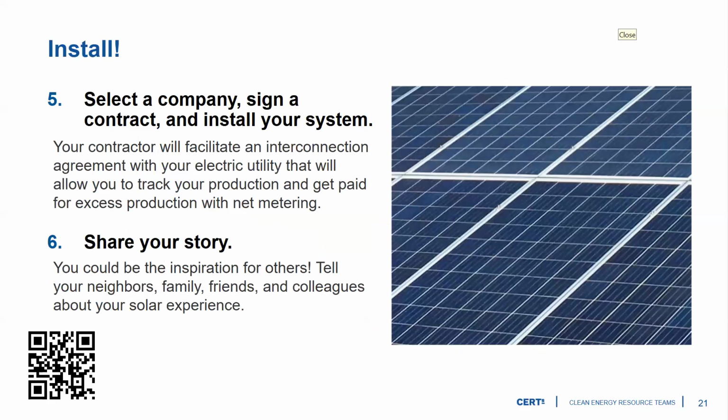Once you've selected your company, you'll sign a contract and install your system. Your contractor should facilitate an interconnection agreement with your electric utility. And once the system is installed, your utility will come out, do a test to make sure that it does in fact shut down if the grid has an outage, so that their workers will be safe. And once that happens, then your system can be energized. And at that point, it's a great time to share your story.